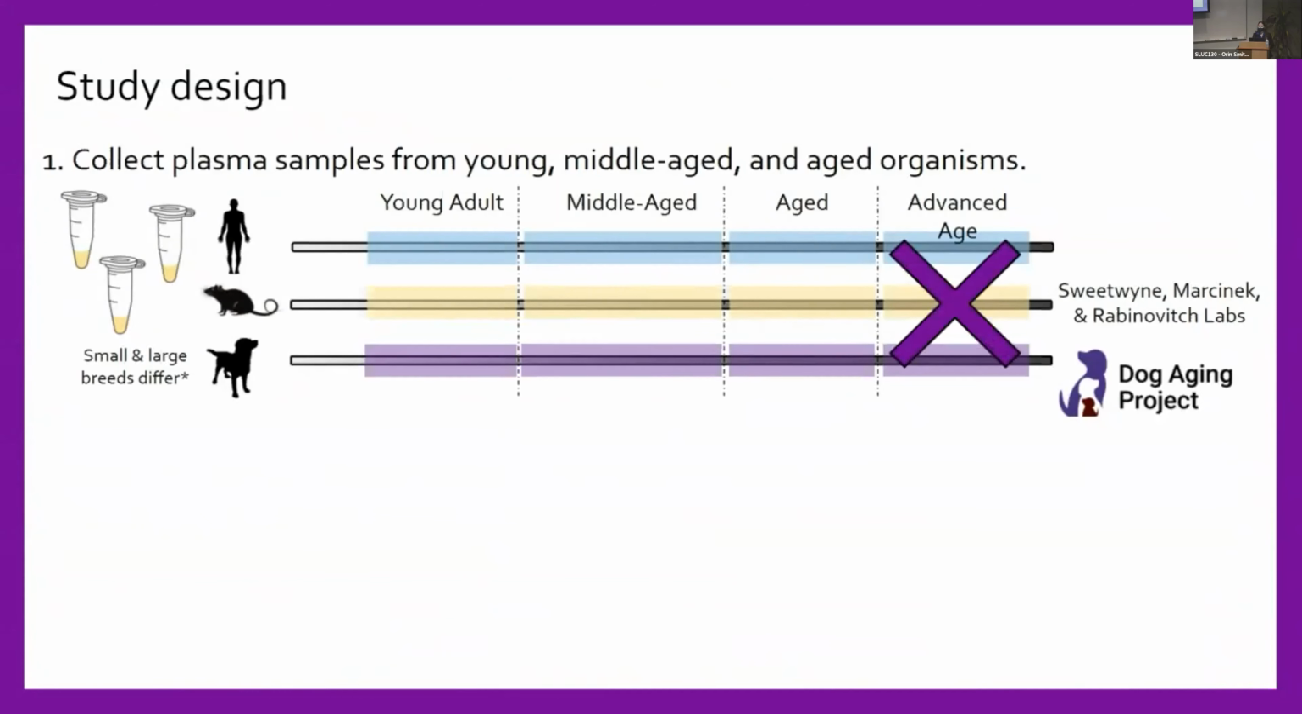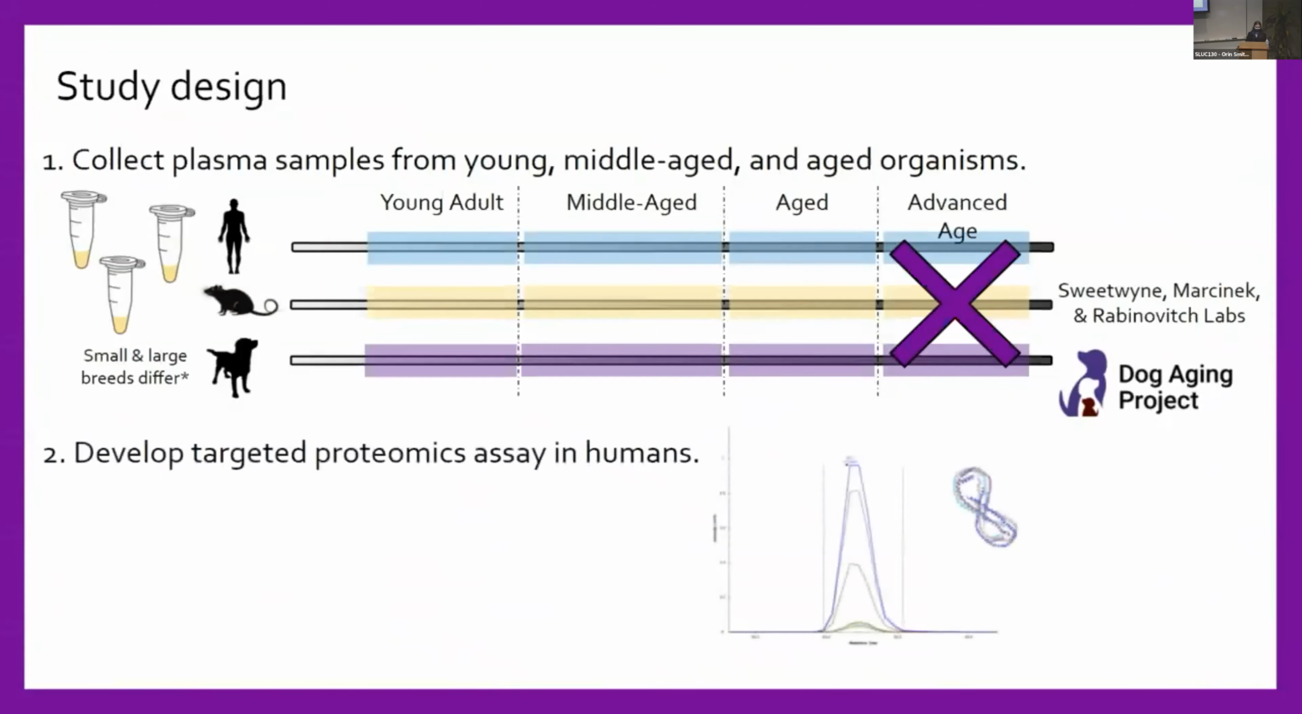And one thing I do want to call out, we're not looking in individuals in any of these species of really advanced age, because we're not really looking for what is the exceptional organism that lives a really long time. We just want to get a general picture of what is the progression over the lifespan generally, rather than from the exceptionally long-lived.